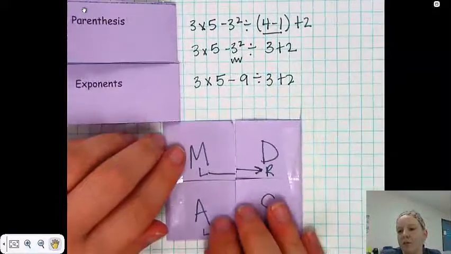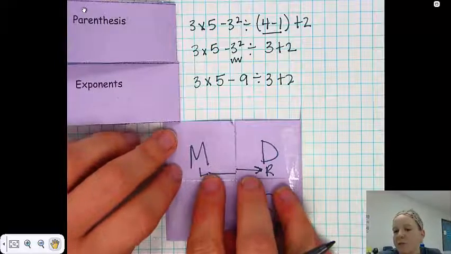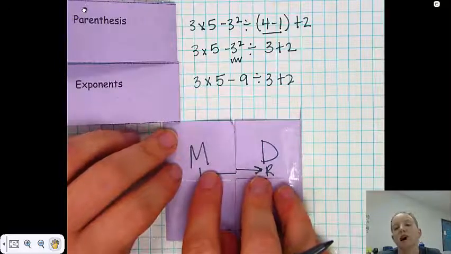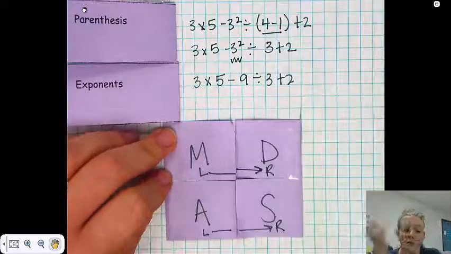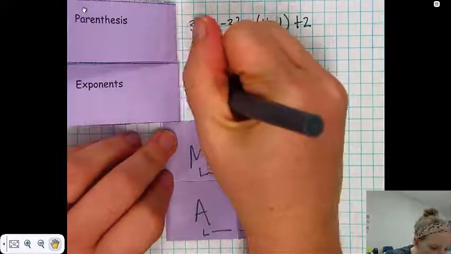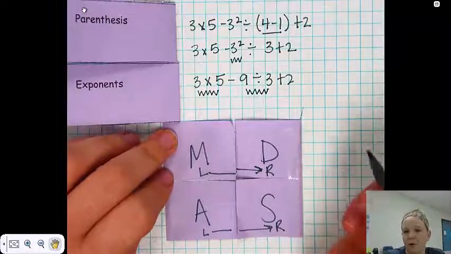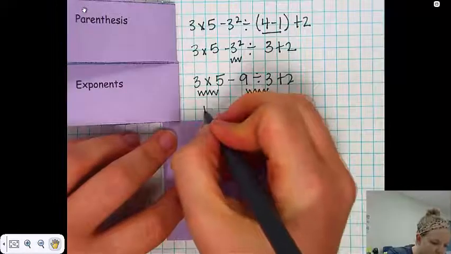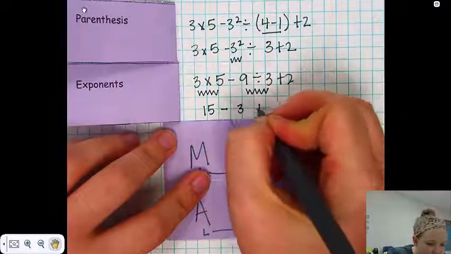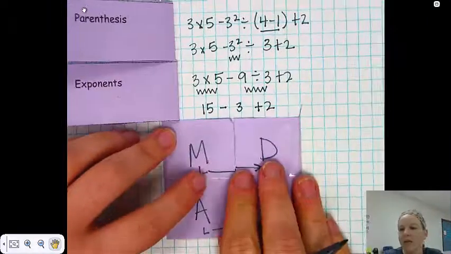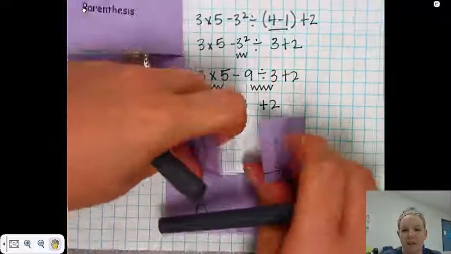Okay, next we have multiplication and division, and the thing to remember about this step is that we always work from left to right. Multiplication doesn't always come before division, only if it's on the left side, which just happens to be the case this time. So 3 times 5, and then here I have 9 divided by 3, so I'm going to simplify both of those expressions. 3 times 5 is 15, 9 divided by 3 is 3. Okay? And that is our multiplication and division step.